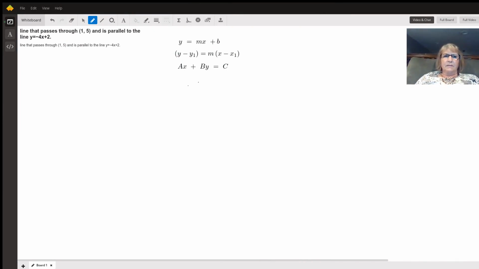Matt. I see that you're writing equations of linear lines. Linear lines, kind of a Department of Redundancy department.